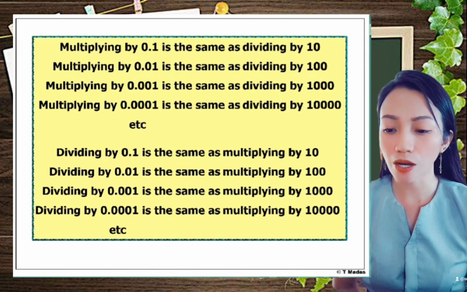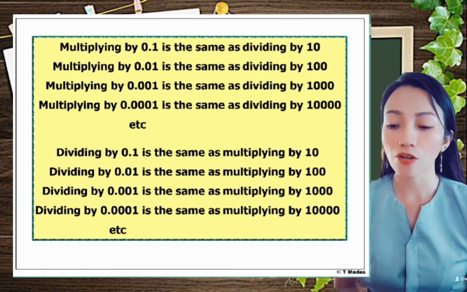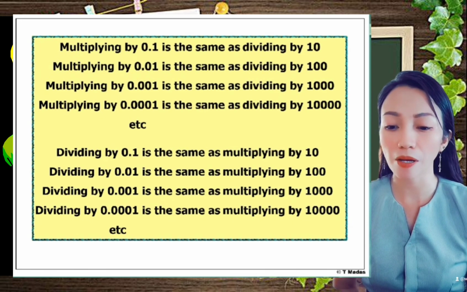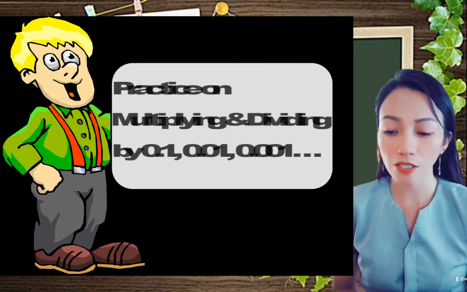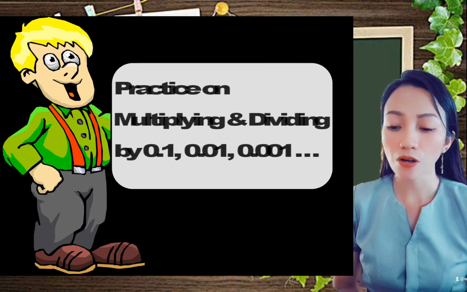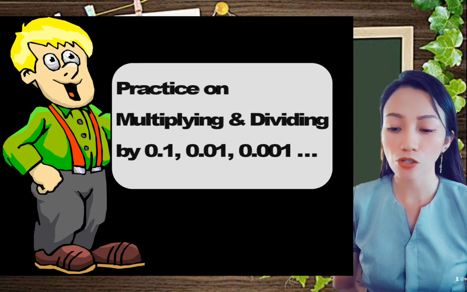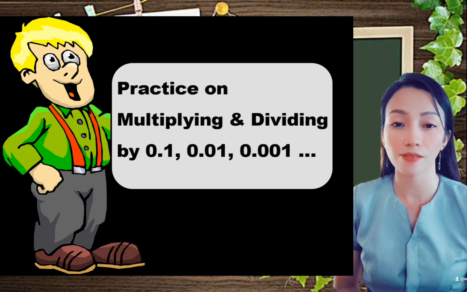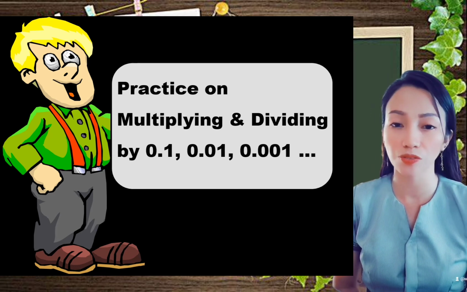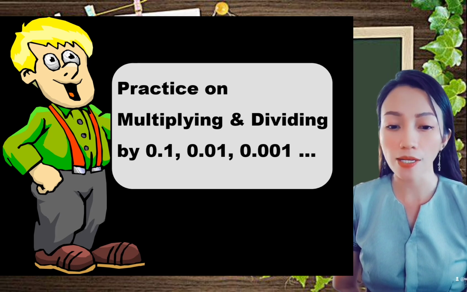All you have to do now is to practice answering the following questions. All you have to do is to multiply and divide by 0.1, 0.01, 0.001, and so on. After that, you have to check your solution based on the answers given. If you got it right, it's good for you. If you got it wrong, study hard.